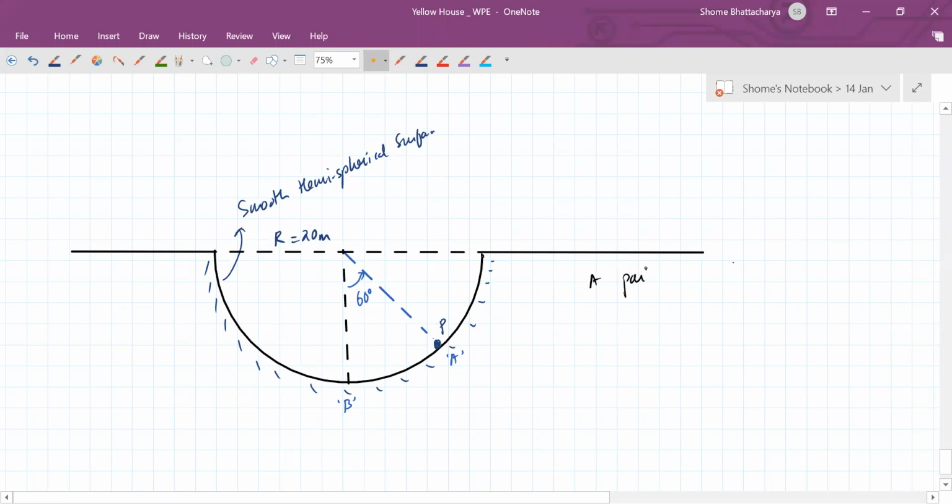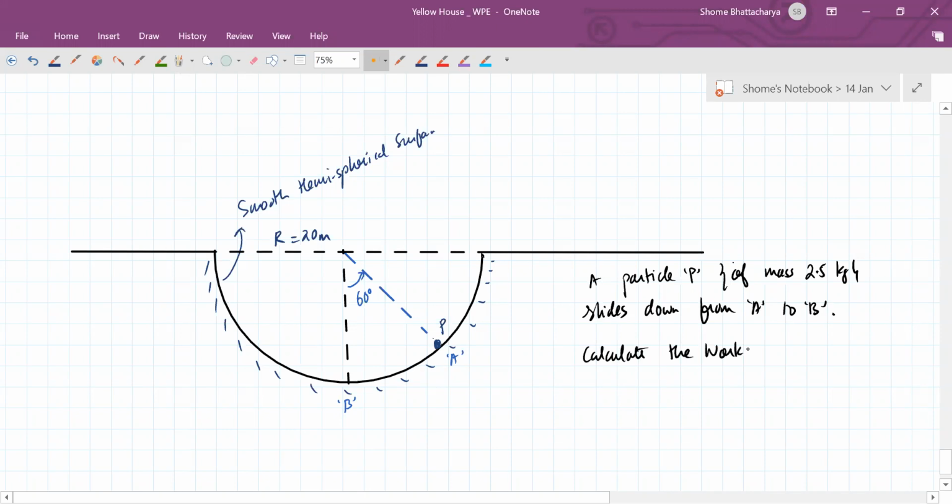So a particle P of mass 2.5 kg slides down from position A to B. So calculate the work done by each of the forces acting on it. Again, take acceleration due to gravity to be 10 meters per second square.